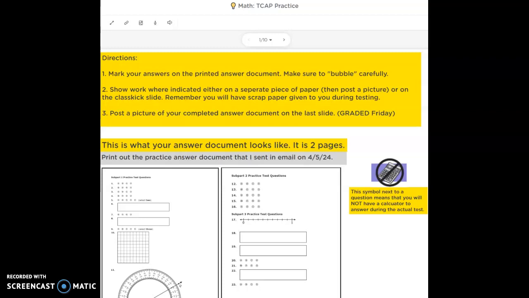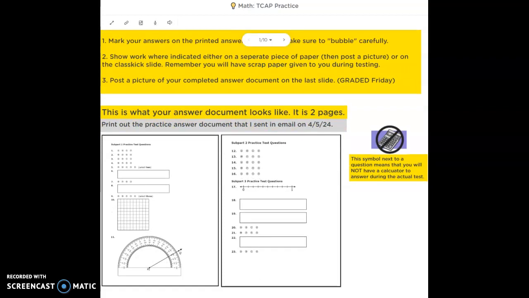In this video, I'm going to be going over some of the questions that are in your Math TCAP Practice Classic. As a reminder, I sent out on Friday the 5th an email that has these two answer documents in it that I am asking you to print out to practice bubbling. You are not bubbling the ones on the front page. These are just examples of what they look like so you understand. Okay, so again, that email was sent out last Friday.